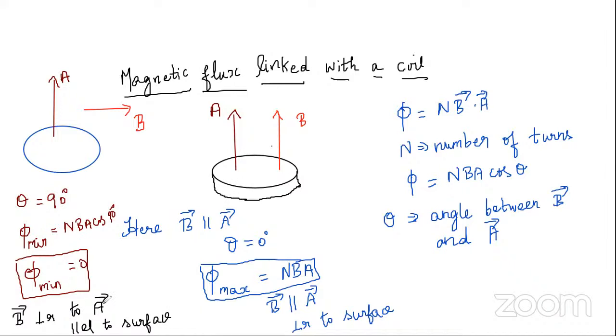B is perpendicular to A or B is parallel to the surface. Here it is B is parallel to A and B is perpendicular to the surface. Both mean the same thing, but they may use different words. So in that case, you need to be very careful while answering the questions. Right, so now we have understood what is meant by magnetic flux.